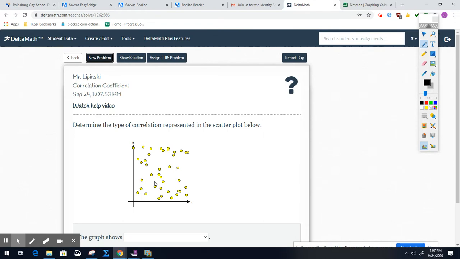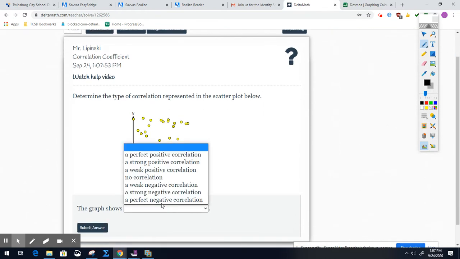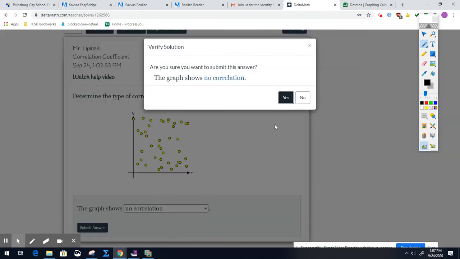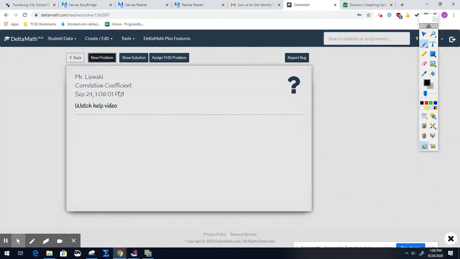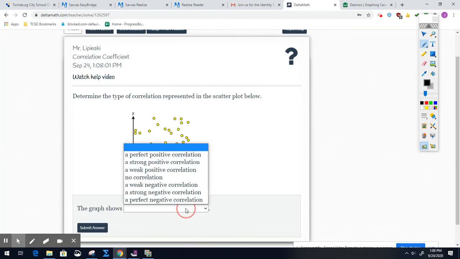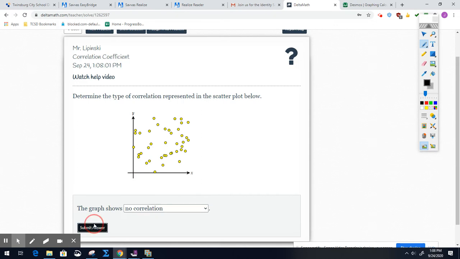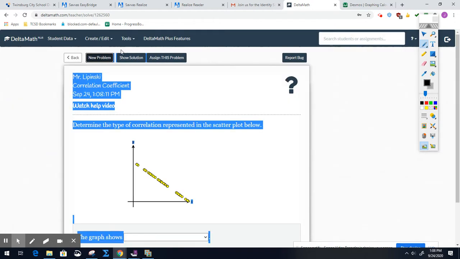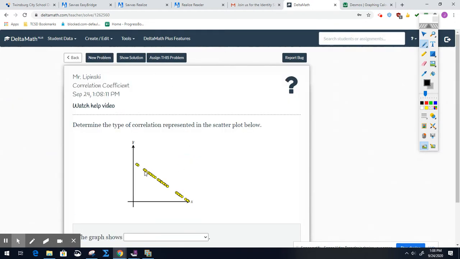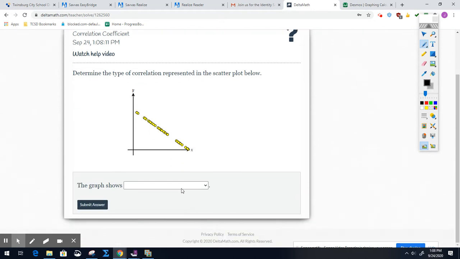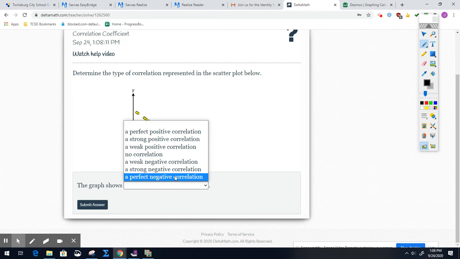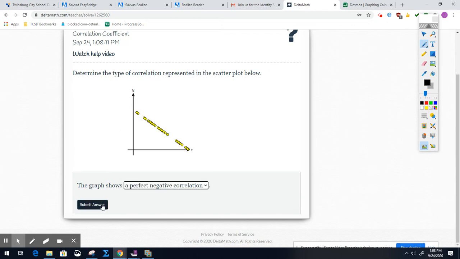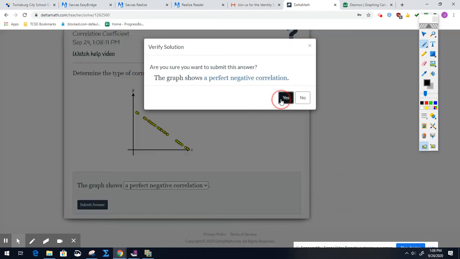Okay. This problem here, again, they're all over the place. So there would be no correlation. This one here, no correlation. They're all over the place. There we go. There's a different one. Okay, so see how these dots are all lined up in a perfect negative slope? They're going down from left to right. So this would be a perfect negative correlation because they're all going down from left to right.